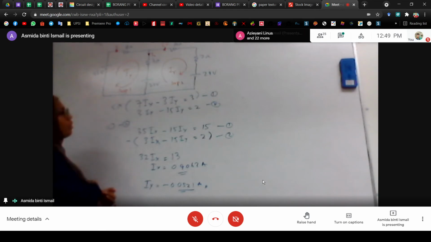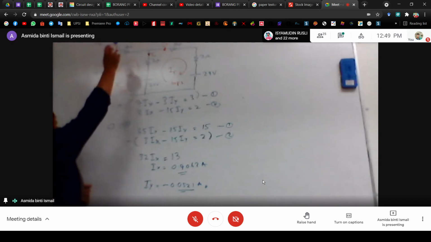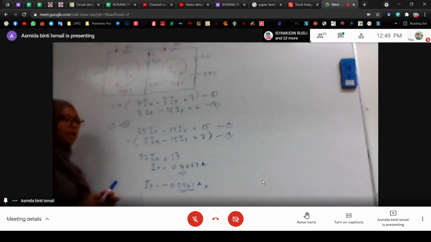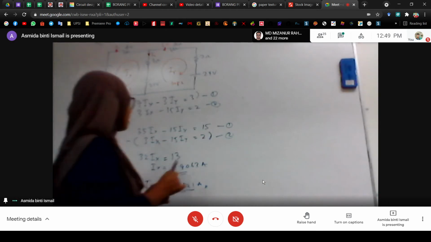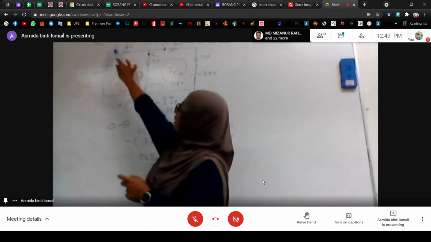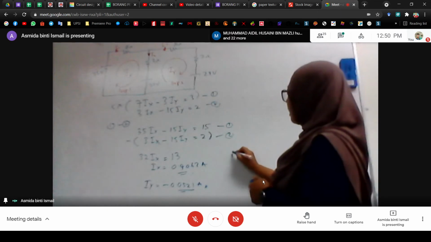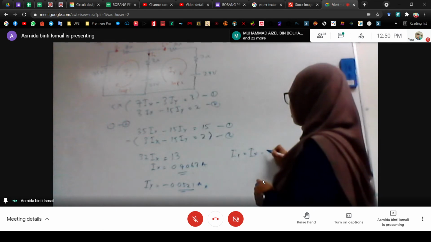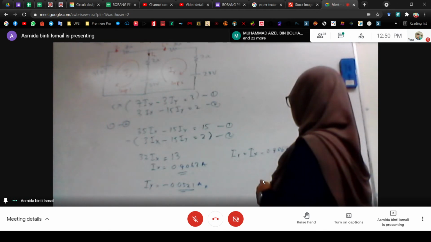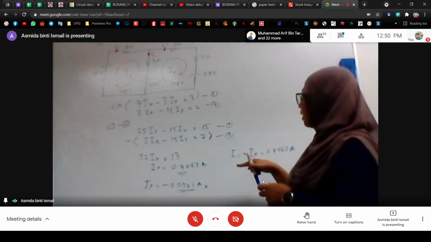So here, the question asks you, what is the value for I1, I2, and I3? Not the value of Ix and Iy. So you need to make a conclusion here that your I1 is actually your Ix. So you write here I1 is equal to Ix equal to 0.4063. This is for I1.